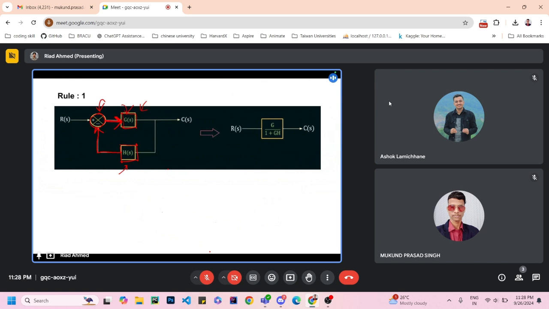So this is the common structure, and if you see this common structure, then you can convert this whole part to a single block. This block will be written with two parts, numerator and denominator. The upper part will be the value of the block which is having the output of the summing point. Which block is having the output of the summing point? It is clearly G, right? So this G will be on the upper side.